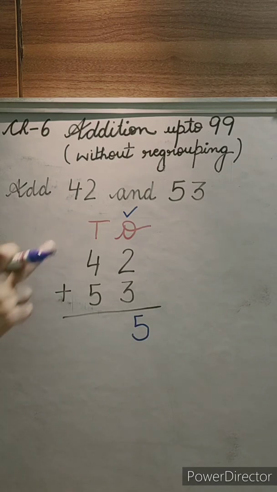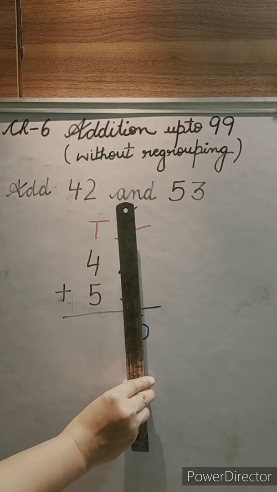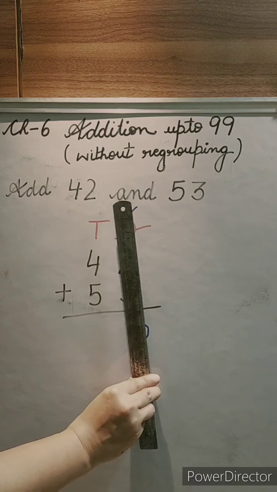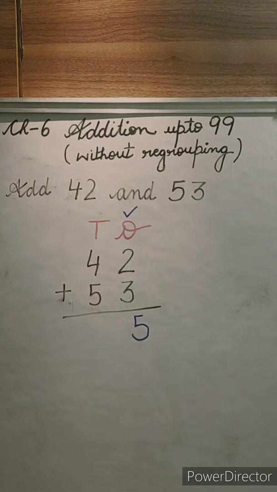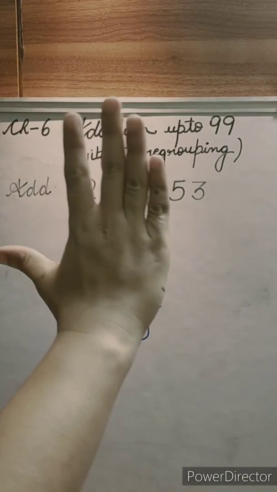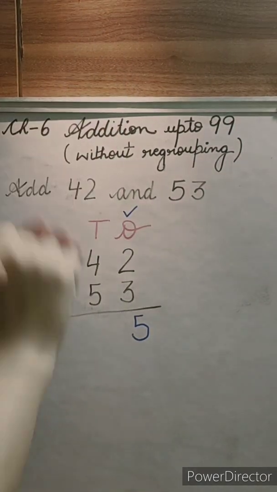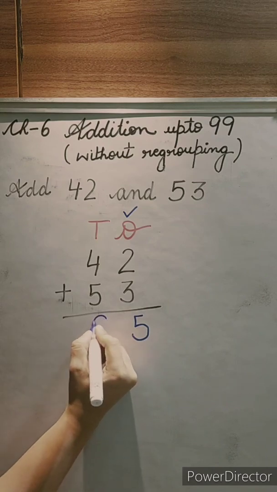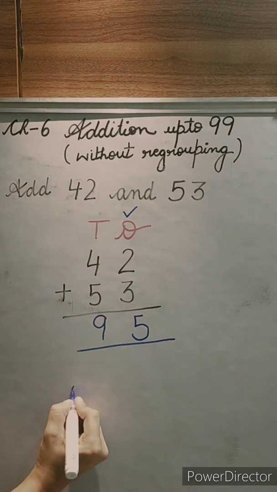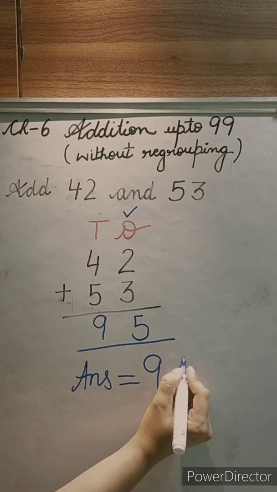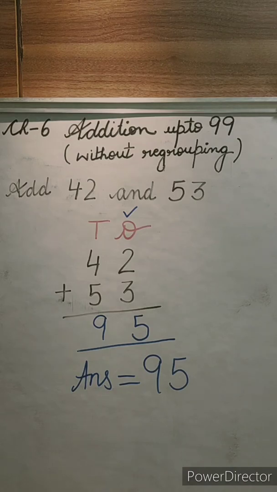Which is the next column? Tens column. What is coming in the tens column? Yes, 4 and 5. So you have to add 4 and 5. Keep 4 in your mind and 5 on the fingers. Yes, 4, 5, 6, 7, 8, 9. So what will come here? 9. So what is our answer? 42 plus 53 is equal to 95.